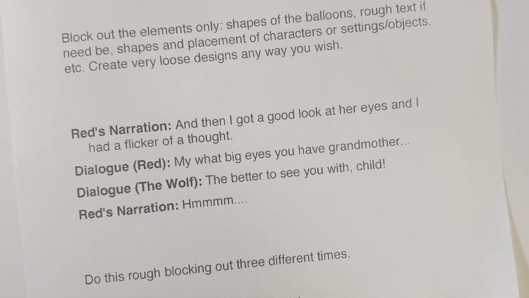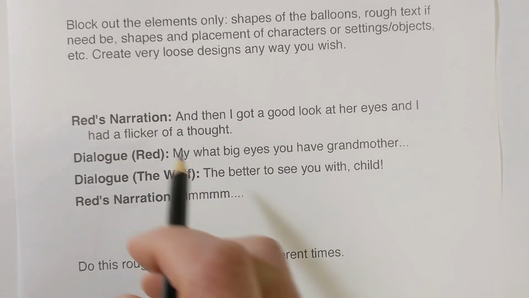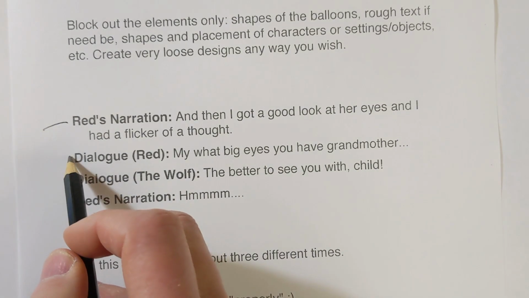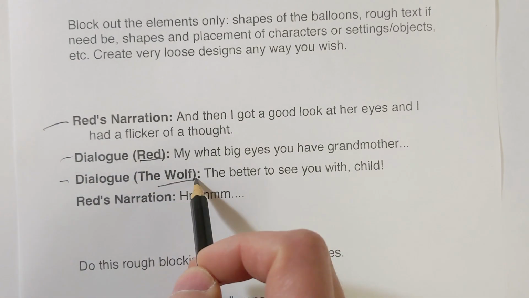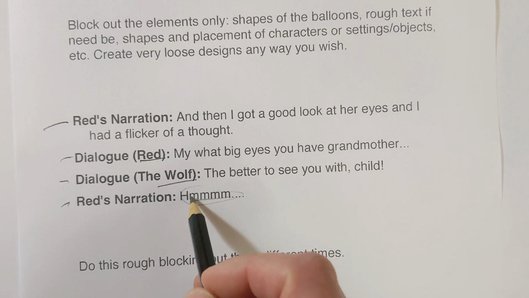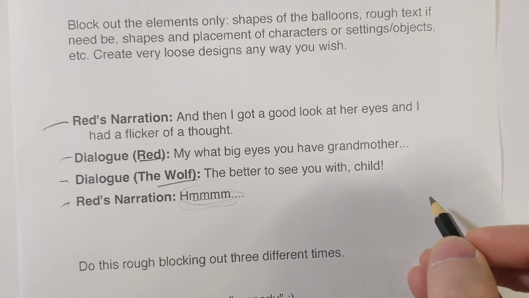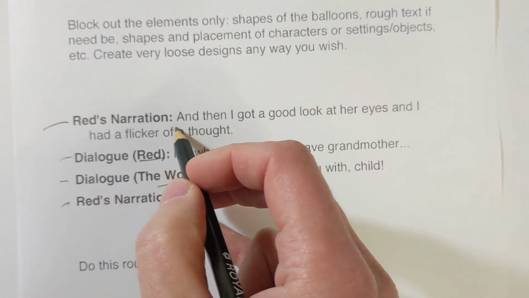Okay, so the exercise is to take this text from Little Red Riding Hood, from an imagined version of Little Red Riding Hood. It's got one narration box. It's got two pieces of dialogue, one from Red, one from the wolf, and then another small narration box, right? So that's one single word. This is a little longer, this narration box.